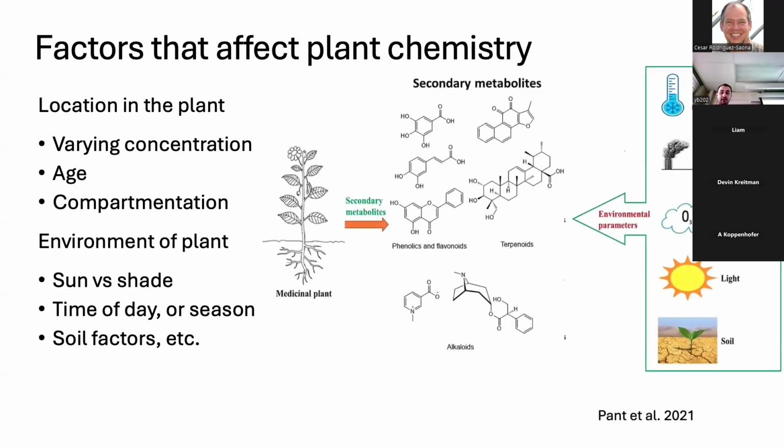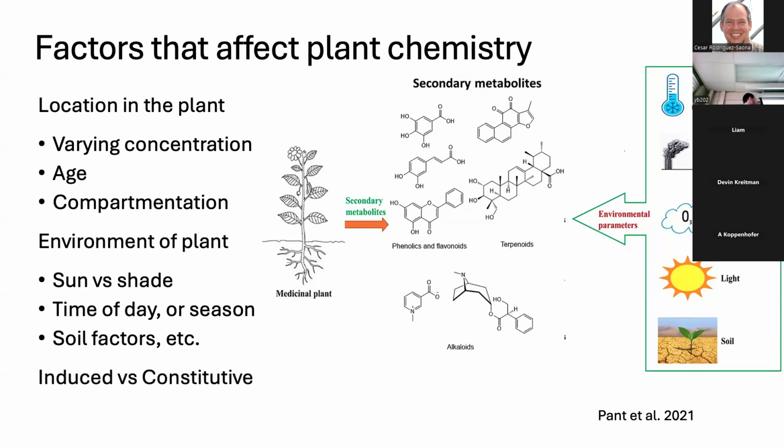And here's a very nice graph I took from this paper, where you have a plant producing all of these fun secondary metabolites that we talked about today, right? The phenolics, the terpenoids, the alkaloids, and they're all influenced by these environmental parameters. And of course, insects.